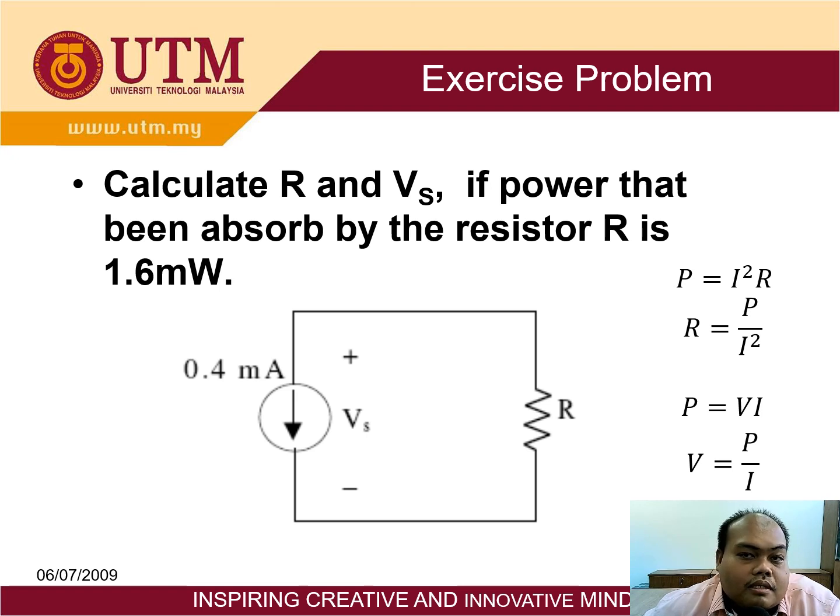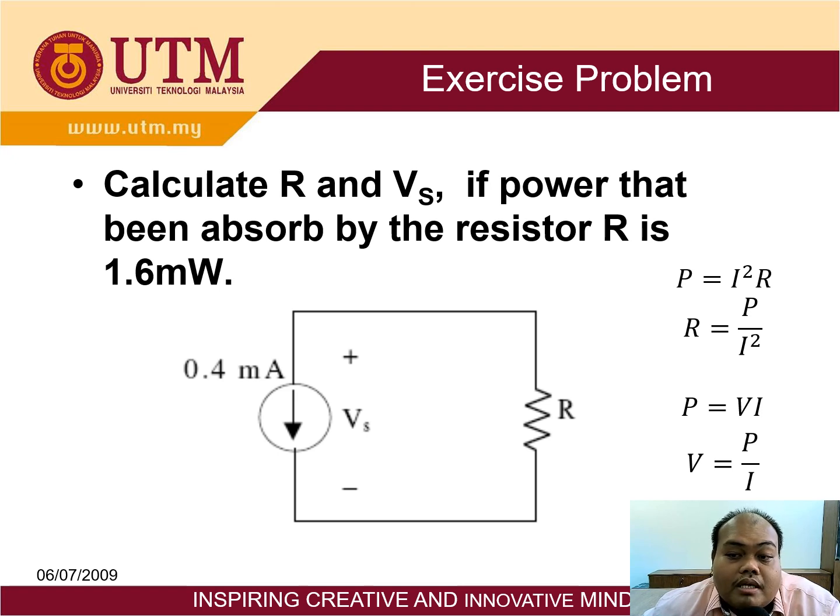Okay, here is another example. The question asks how to calculate R and V if the power absorbed by the R is 1.6 milliwatt, and the current is 0.4 milliampere. If you look at the original formula, P equals I squared R, you have to rearrange it again, because you only have the information of power and ampere. So you use the formula P equals I squared R because you want to find R.